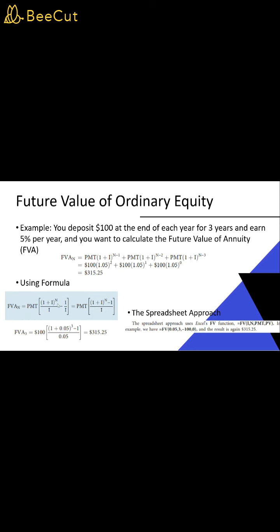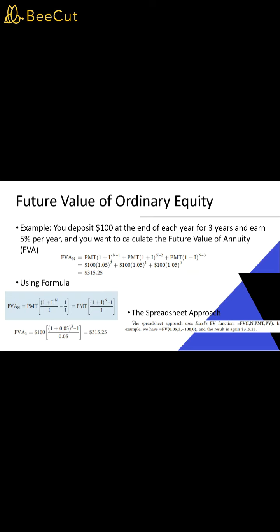Alternatively, you can also use a formula. This is the formula to calculate the future value of an ordinary annuity. It is equal to the payment, brackets, 1 plus I to the power n minus 1, divided by I. You can also calculate this same future value of an ordinary annuity using Excel.